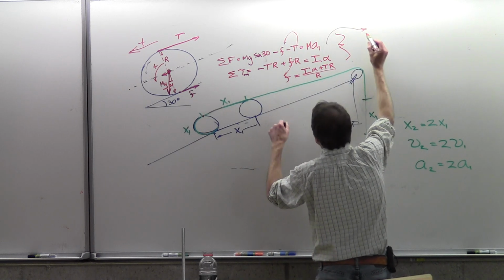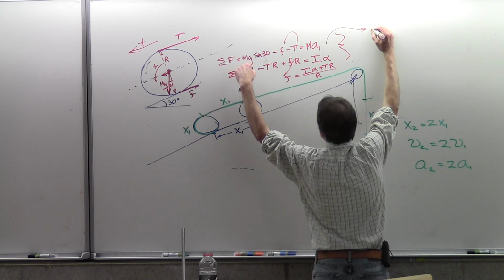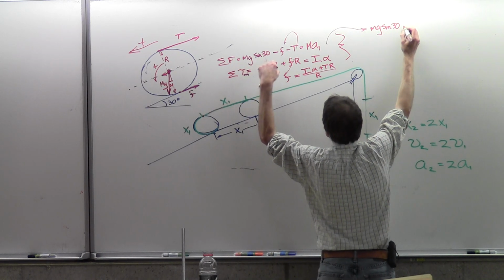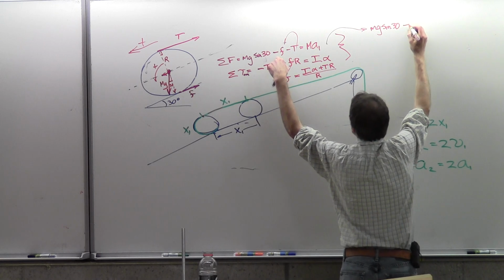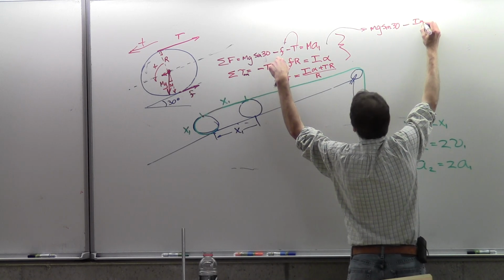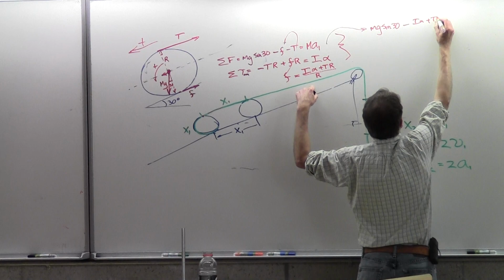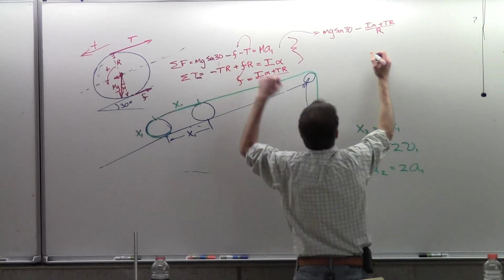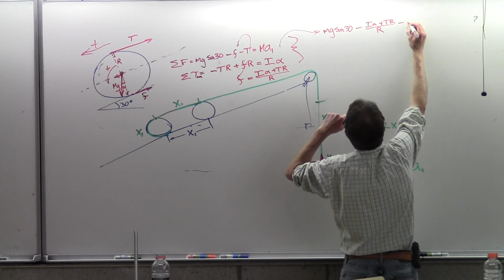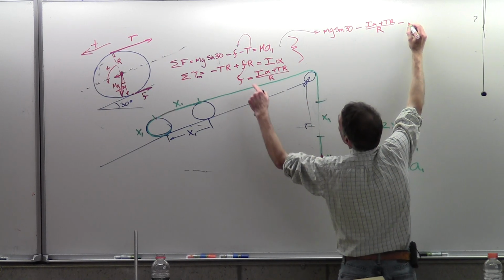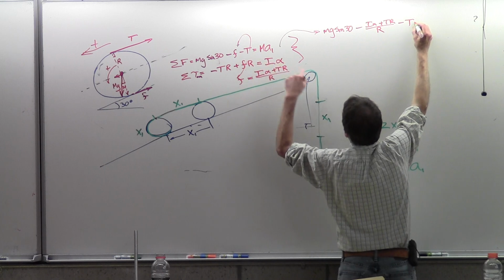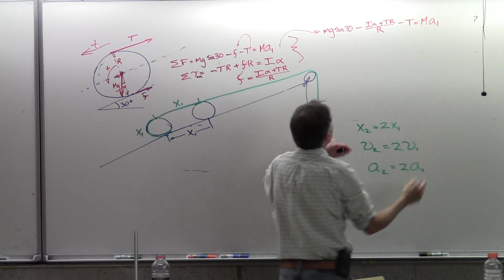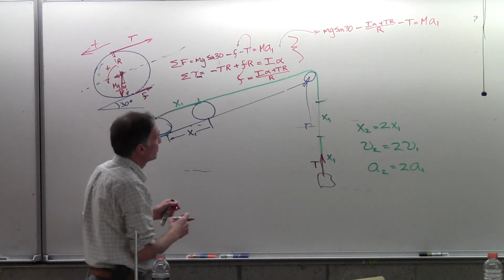Now let me put that back up into here. So let me run over here. mg sine of 30 degrees minus the friction, which is I alpha plus T over R, all over R, minus T, yeah, T is equal to M A1. Okay, oof. It's messier than I thought.